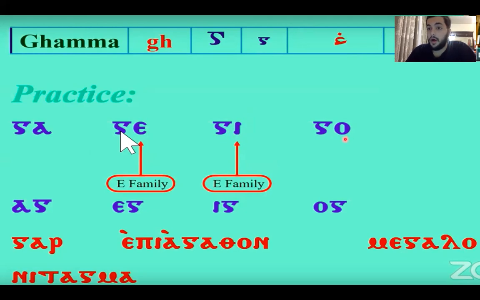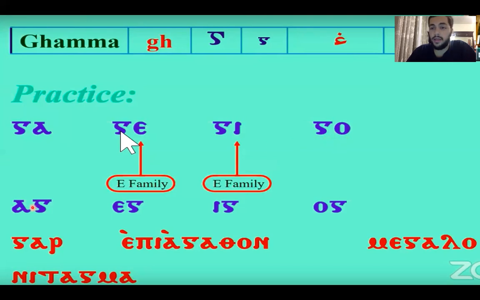Here, although this is a vowel, it's not an E family, and it's not one of the other 4 letters. So this is just going to be a normal pronunciation of the letter Ghamma here. It's going to be Gho, like a GHO sound.